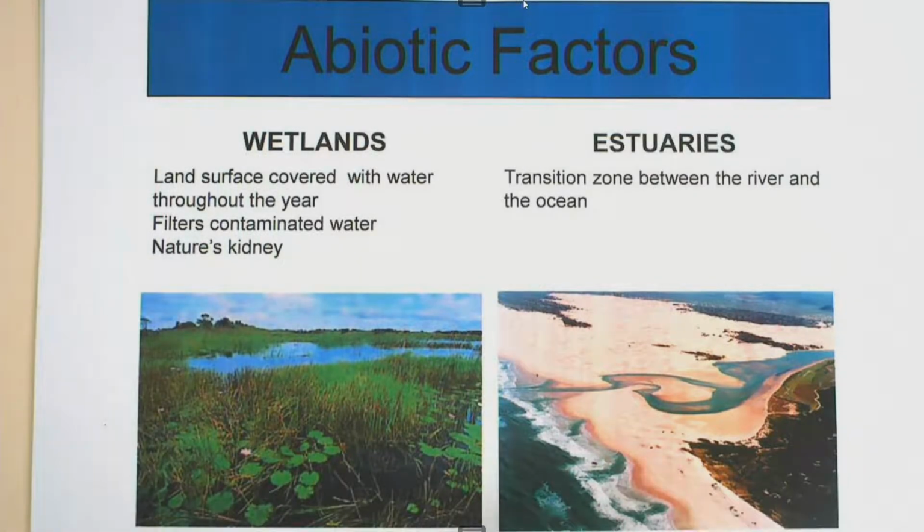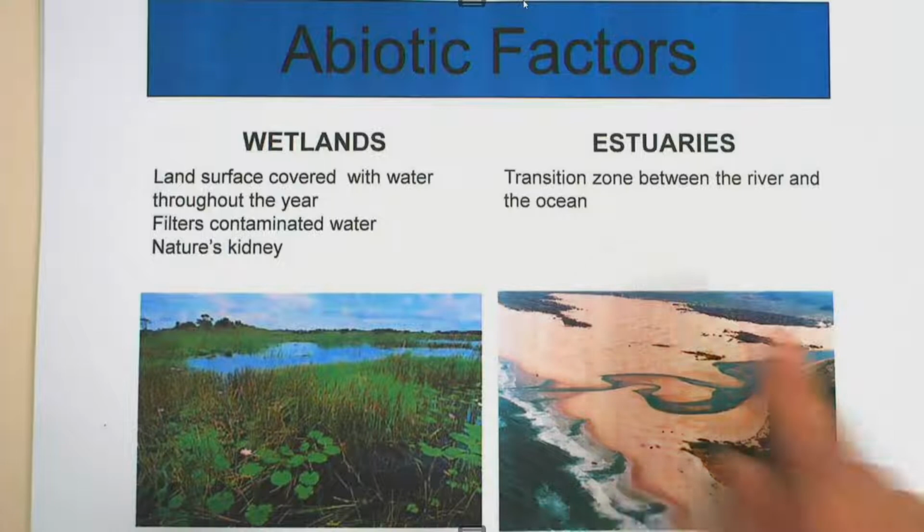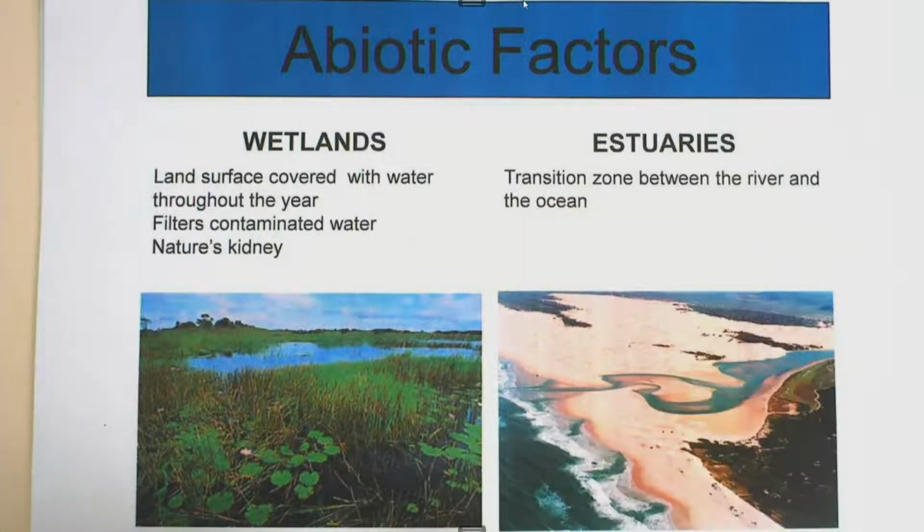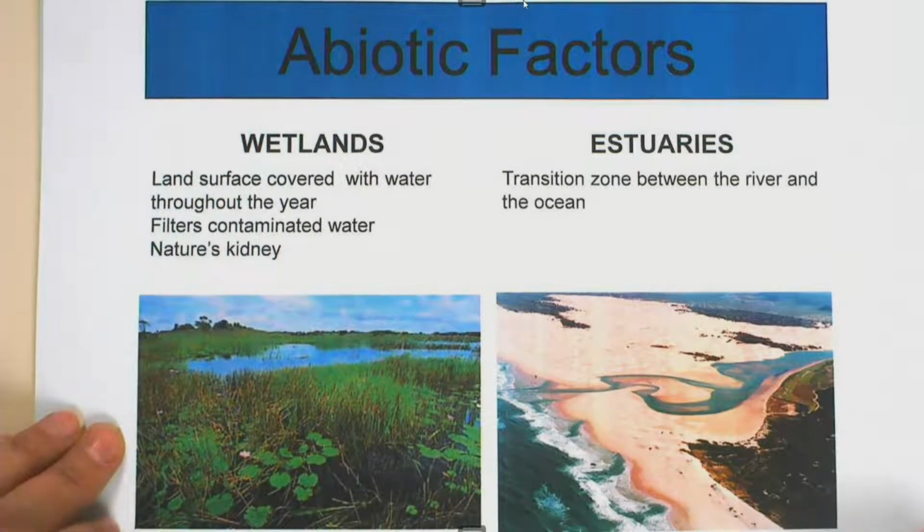Estuaries is a different story. It's also like a wetland, a type of wetland, but you find it next to the ocean. That is the transition zone between the river and the sea or the ocean. That section that we find there, we call an estuary. All right, just to make sure you know what the difference is between a wetland and an estuary.